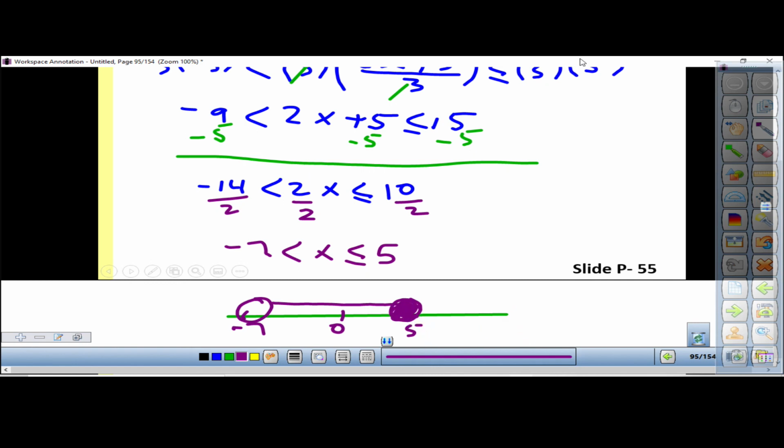Okay, champions. So don't forget, for inequalities that got 3 parts, you gotta take care of everybody in that household. Okay. Any questions on this?